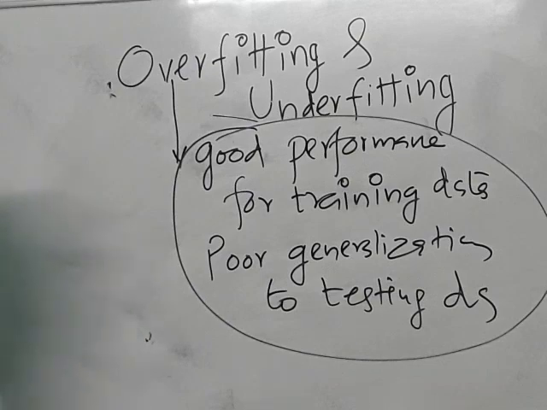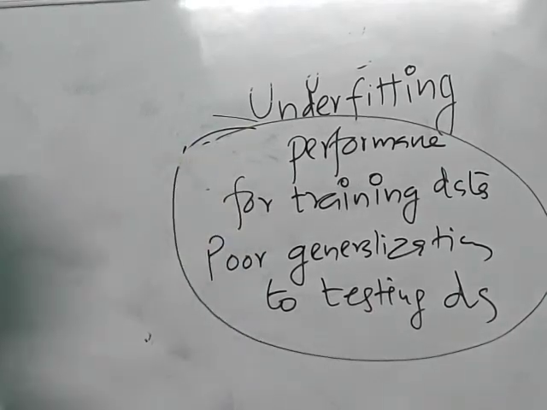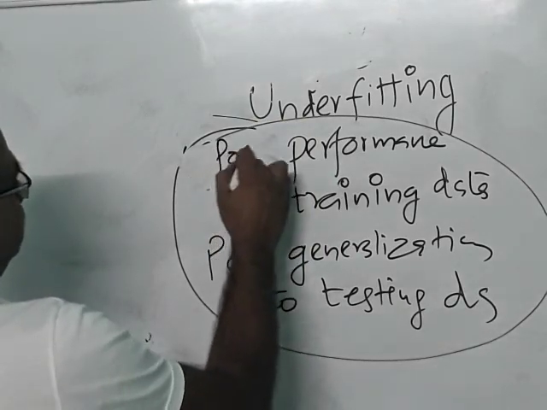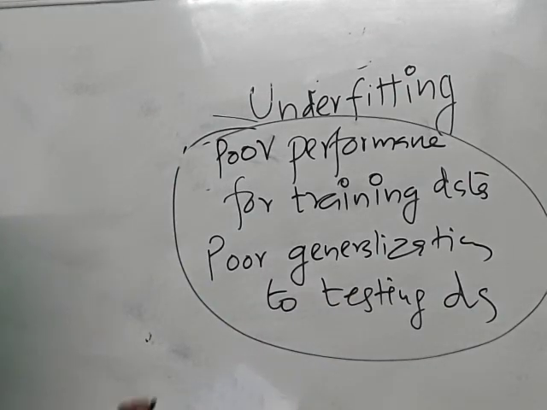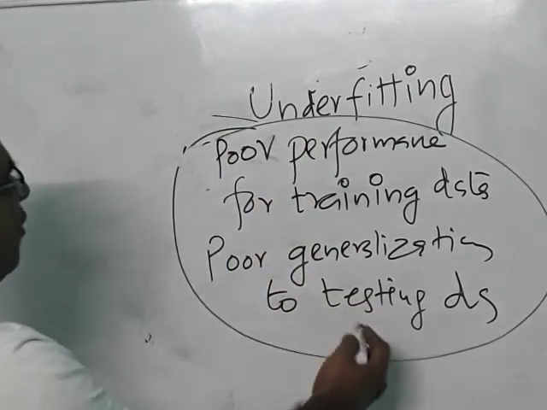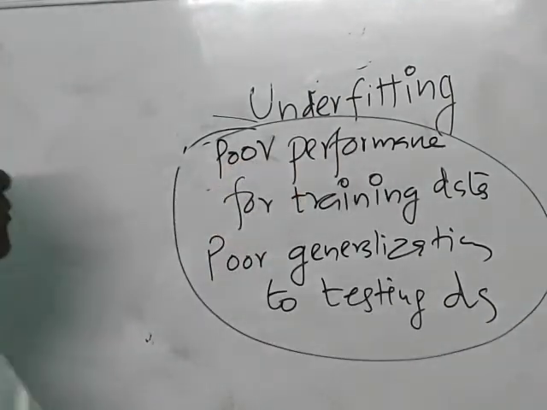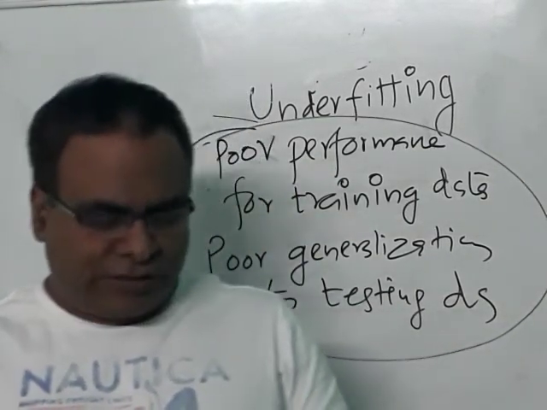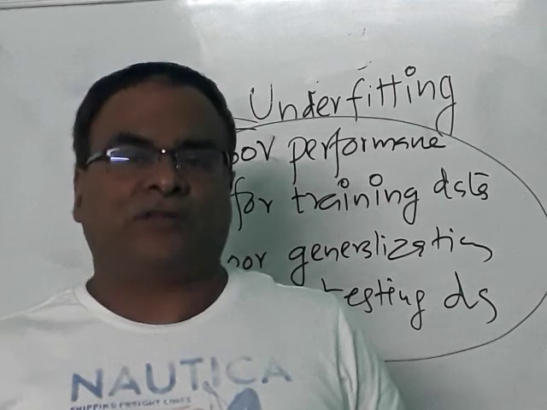Now for underfitting, see what it means. If it is underfitting, there is poor performance for training data and poor generalization to testing data. If it is overfitting, good performance for training data and poor generalization to testing data. So we understood the terms: what is bias, what is variance, what is underfitting, what is overfitting.